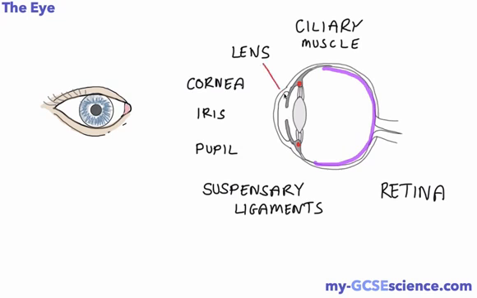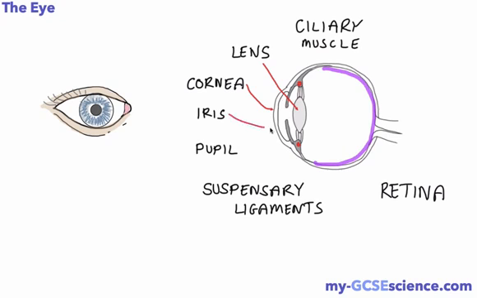We have the lens, which is this light grey part here. This has the job of focusing the light rays. In front of the eye we have the cornea, and this is a transparent part that allows the light to go in. It's not the white part of the eye that you see when you look in someone's eyes, but it's actually the part right in front of the lens and the iris.